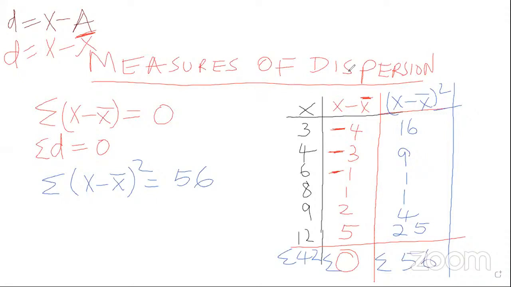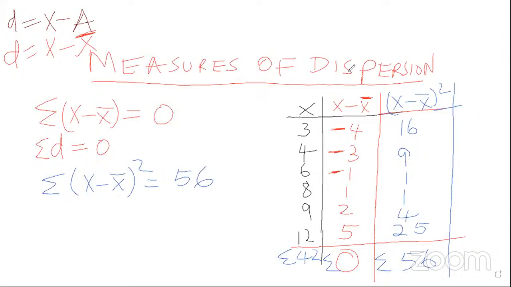Now, we have three very important sums. The first sum was adding x's. The second sum is adding x minus x bar. And the third sum is adding x minus x bar squared. The first x is the raw marks, the raw marks that every student got. Then we use their total to find the mean. But we subtract the mean from each score to find the variations.